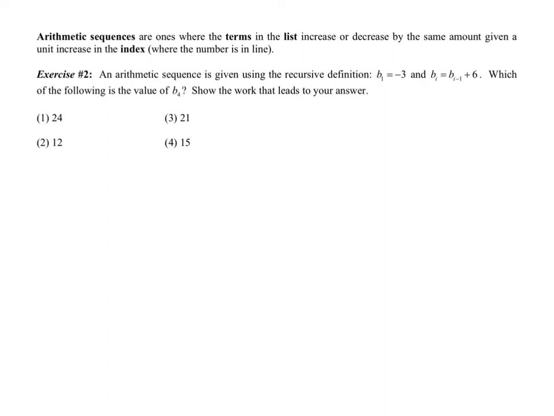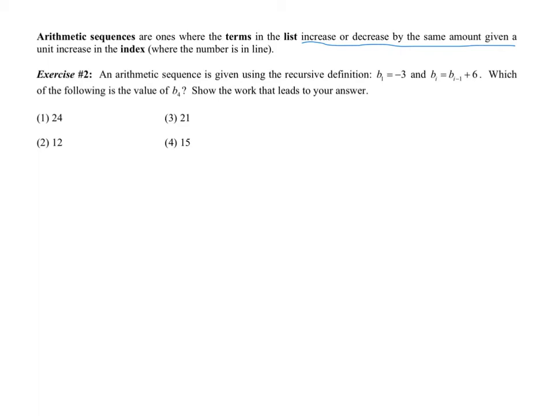Arithmetic sequences are ones where the terms in the list increase or decrease by the same amount, with a unit increase in the index where the number is in a line. So my terms in the list increase or decrease by the same amount.